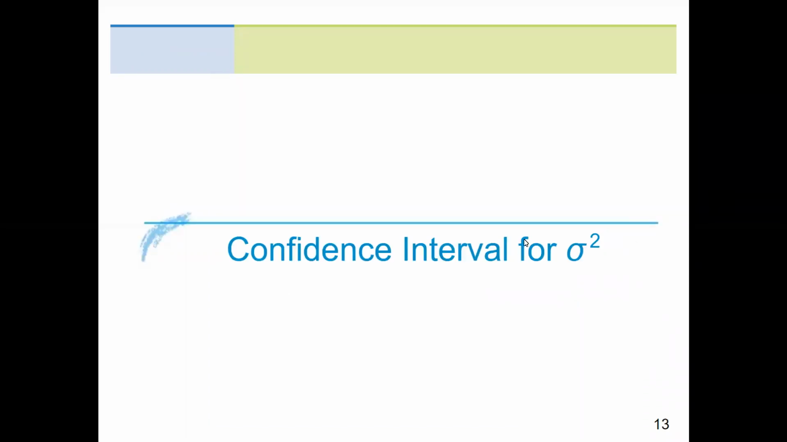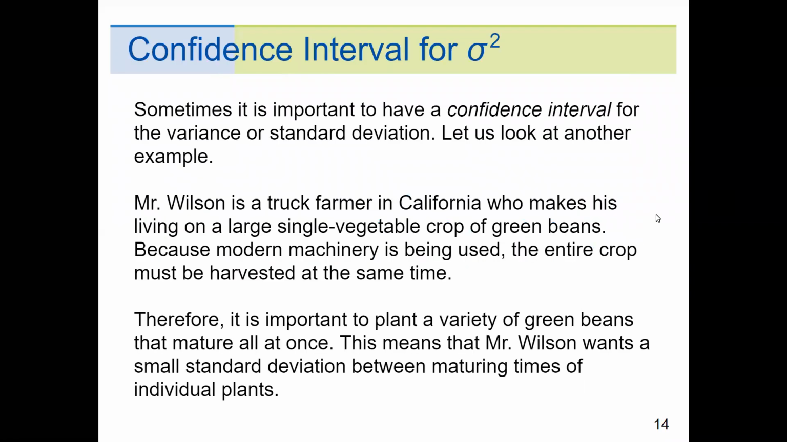All right, confidence interval for variance. Sometimes it is important to have a confidence interval for the variance or standard deviation. Let us take a look at the example. Mr. Wilson is a truck farmer in California who makes his living on a large single vegetable crop of beans, green beans to be specific. Because modern machinery is being used, the entire crop must be harvested at the same time. Therefore, it is important to plant a variety of green beans that mature all at once. This means that Mr. Wilson wants a small standard deviation between maturing times of individual plants.